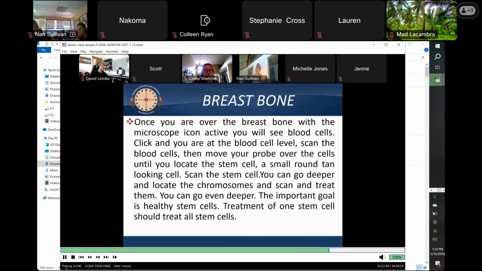No, I'm moving. So the breastbone, once you're over the breastbone with the microscope icon active, you will see blood cells. Click and you're on the blood cell level. Scan the blood cells, move your probe over the cells until you locate the stem cell, a small, round, tan-looking cell. Scan the stem cell. You can also go deeper and locate the chromosomes and scan and treat them. You can go even deeper. The important goal is healthy stem cells. Treatment of one stem cell should treat all stem cells.